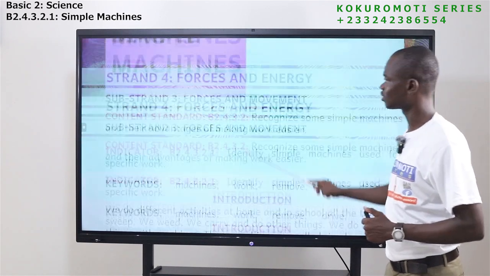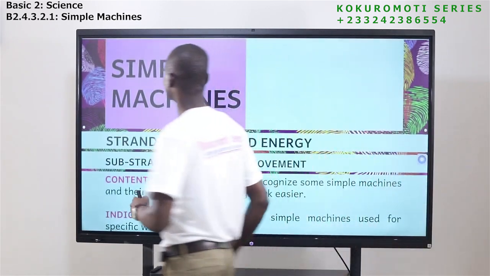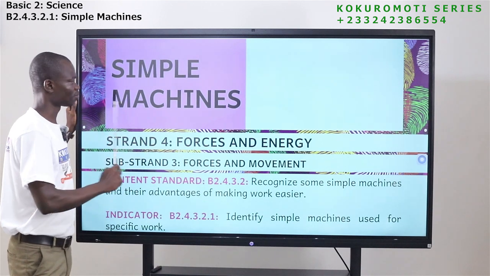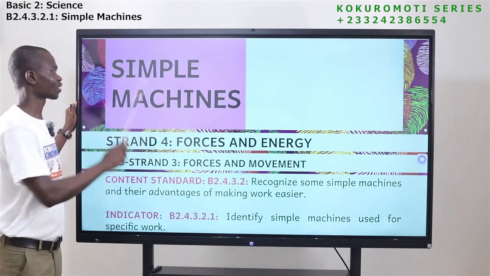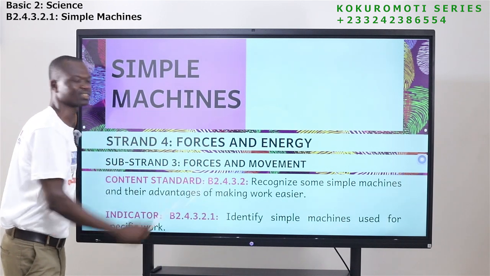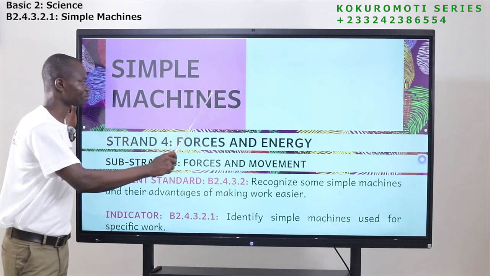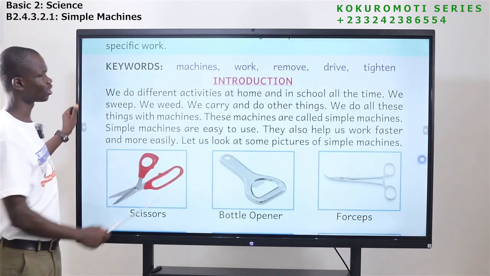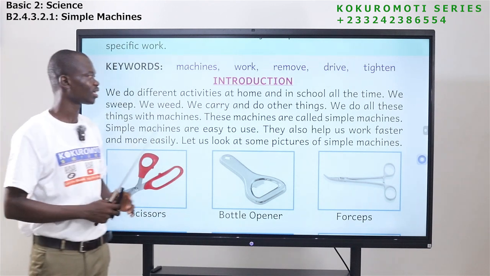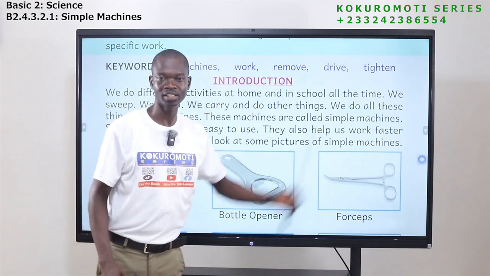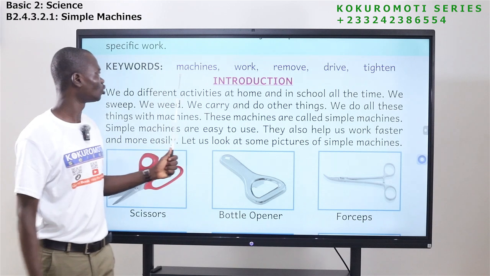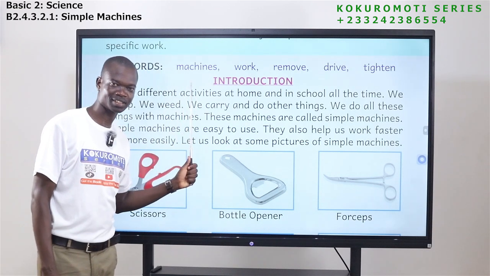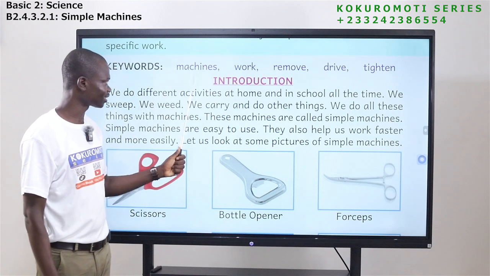So today's lesson, the topic is what? Simple machines. All of you, simple machines. Again, simple machines. These are some words that we will see in the text. The first one is machines. All of you, machines.